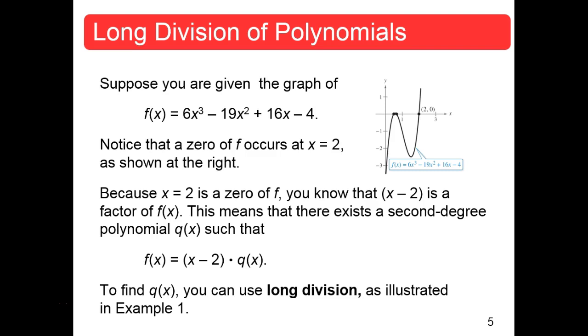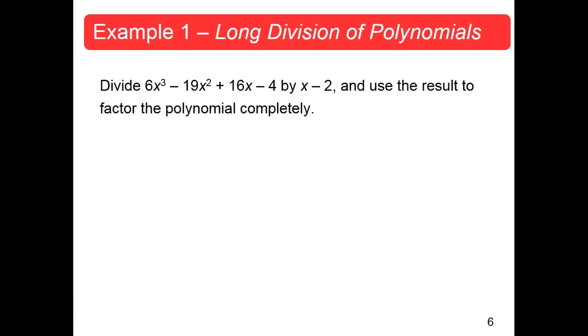How did we do it? Long division. Now the question is, did we have to do long division? And the answer was no. We could have done it a shorter way for this division, but we haven't gotten there yet. So, they say divide, where did they get this? Divide 6x cubed minus 19x squared plus 16x minus 4 by x minus 2.